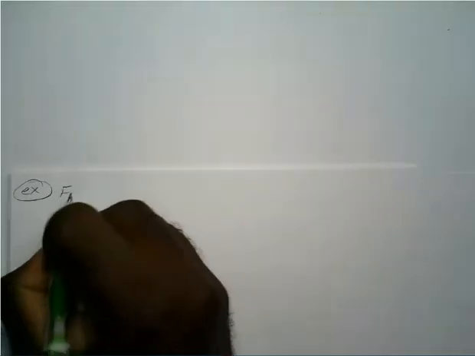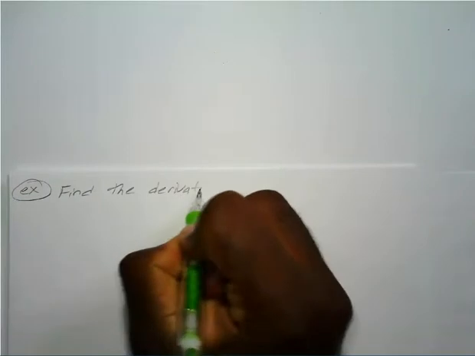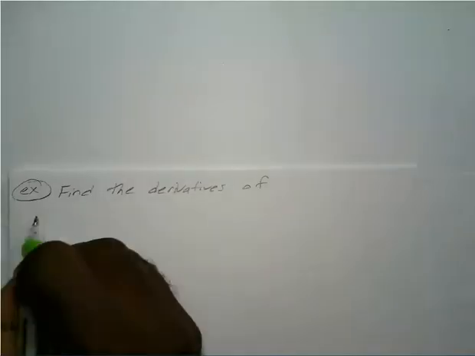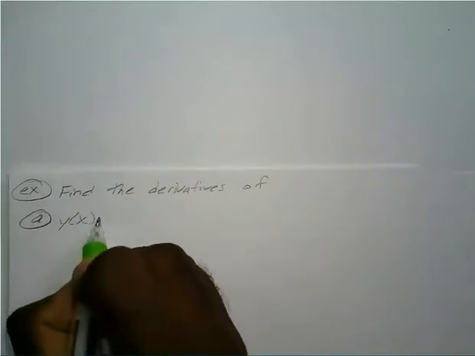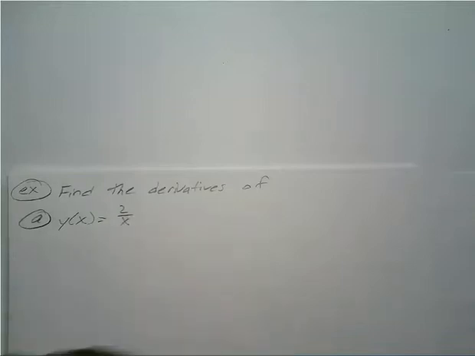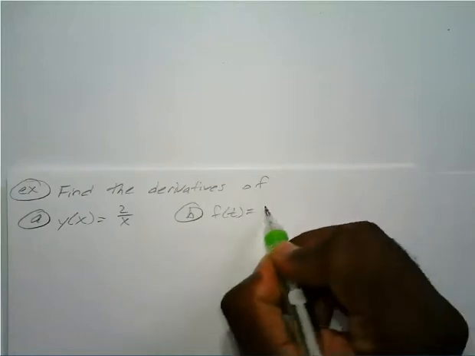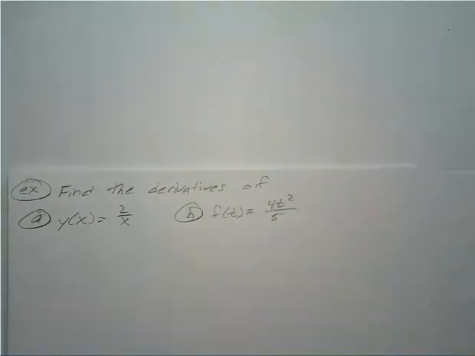Okay, so what if we wanted to find the derivative of, let's say for problem A, you have y of x equals 2 over x. And for problem B, you have f of t equals 4t squared over 5. All right.